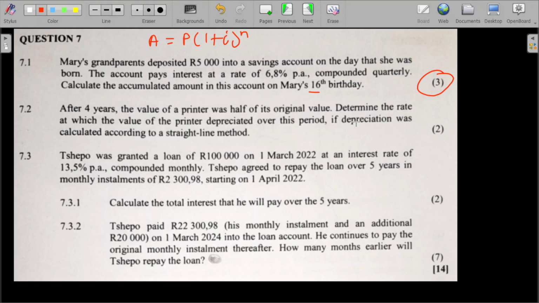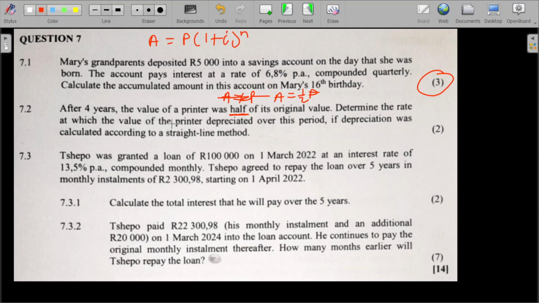After 4 years, the value of the printer was half. That is very, very important again, guys. This half after 4 years means A = P, the principal amount, but after 4 years the value is going to be half, meaning A is now equal to half of P, which is a very, very important part of this question, from the original value. So A is going to be half P.